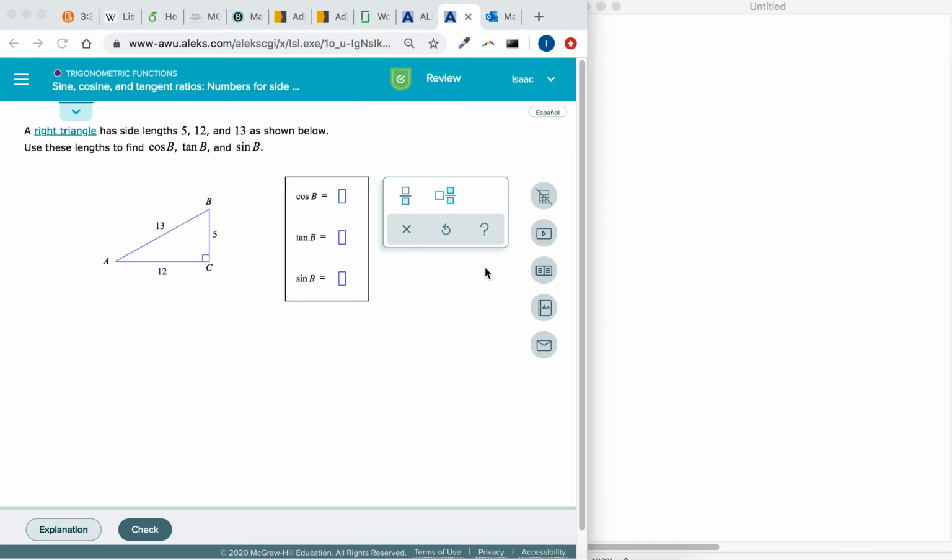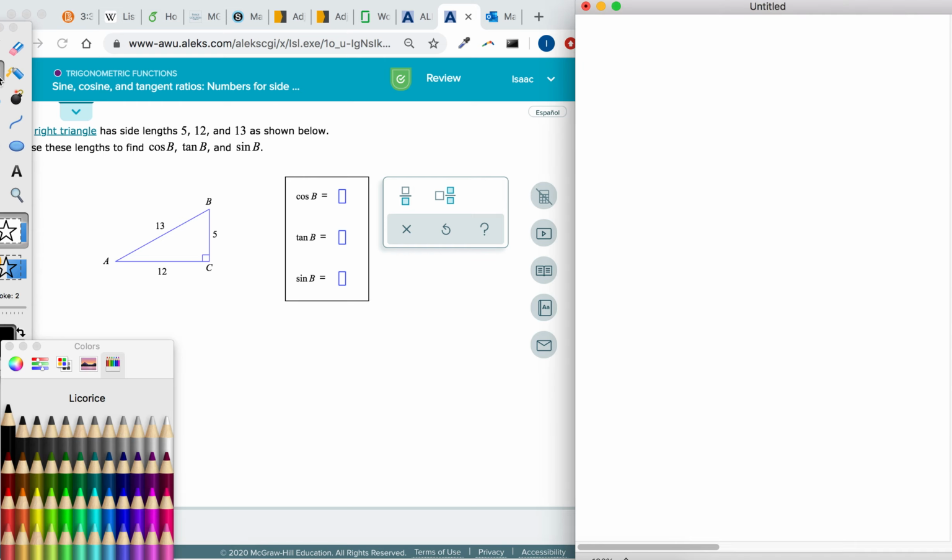Okay, so we've got a right triangle with side lengths 5, 12, and 13 shown below. Use these side lengths to find cosine B, tangent B, and sine B.